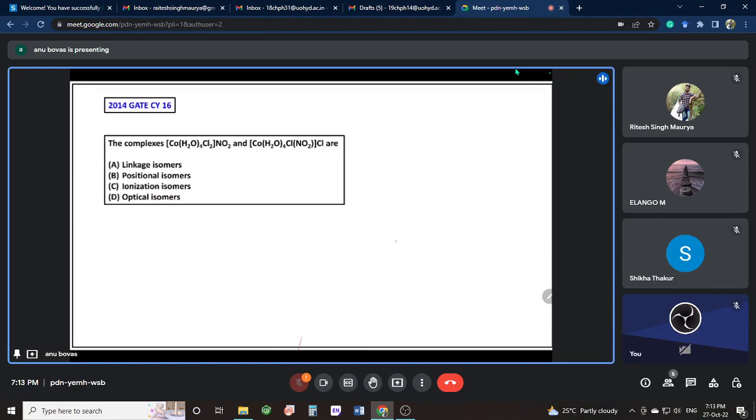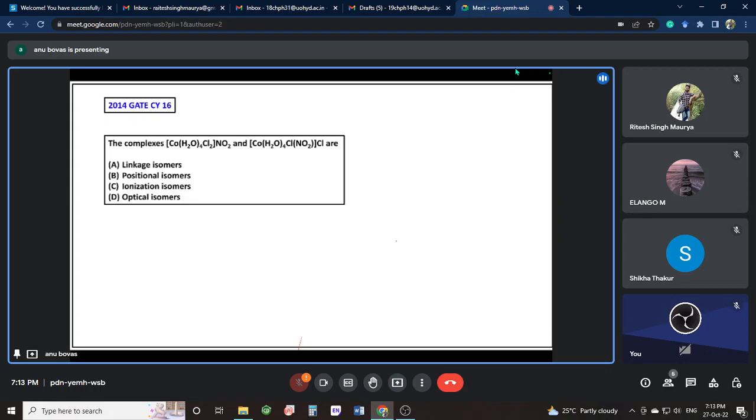So in today's class, the first question we are going to discuss is from 2014 GATE Chemistry, question number 16. The complexes [Co(H2O)4Cl2]NO2 and [Co(H2O)4Cl(NO2)]Cl are linkage isomers, positional isomers, ionization isomers, and optical isomers. So we will learn everything about isomerism and isomers, and then we will answer this particular question.